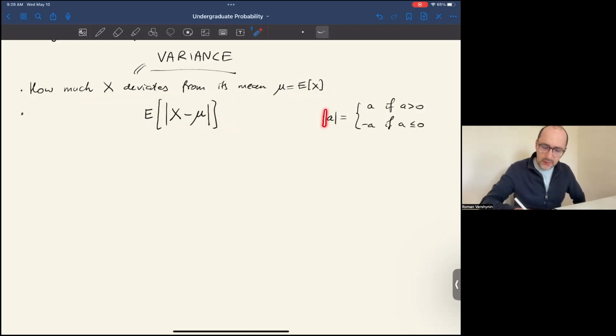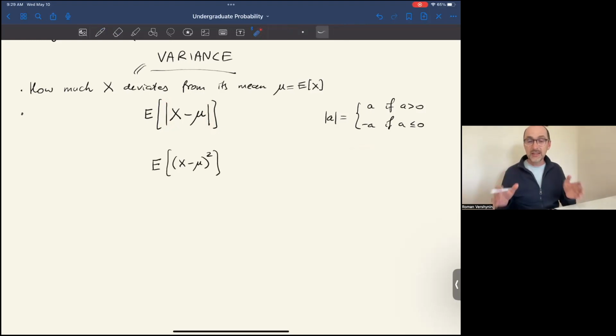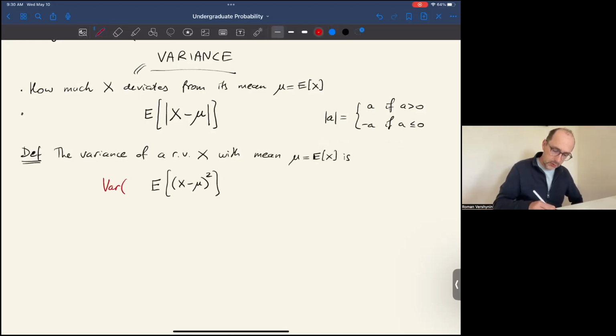The problem was that the absolute value was inconvenient. So let's replace absolute value with something else. Why in the first place did we even talk about absolute value? Well, we wanted to kill the sign. What other function can effectively kill the sign? Yeah, square. Instead of taking the absolute value, let's square the deviation and take the expected value. And that quantity is called the variance of x. It's denoted like this.